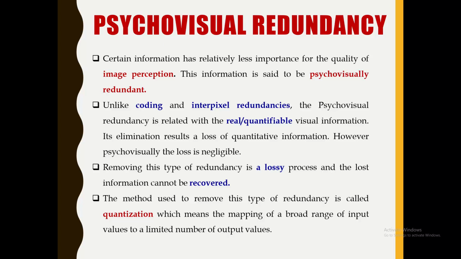Unlike coding and interpixel redundancies, the psychovisual redundancy is related with real quantifiable visual information. Its elimination results in loss of quantitative information. However, in the psychovisual case, the loss is negligible. Removing this type of redundancy is a lossy process, and the lost information cannot be recovered. The method used to remove this type of redundancy is called quantization, which means the mapping of a broad range of input values to a limited number of output values.